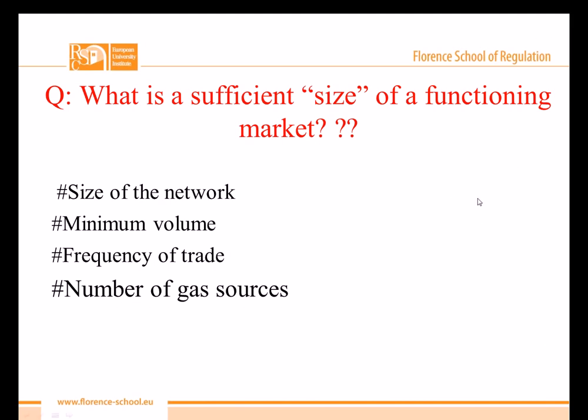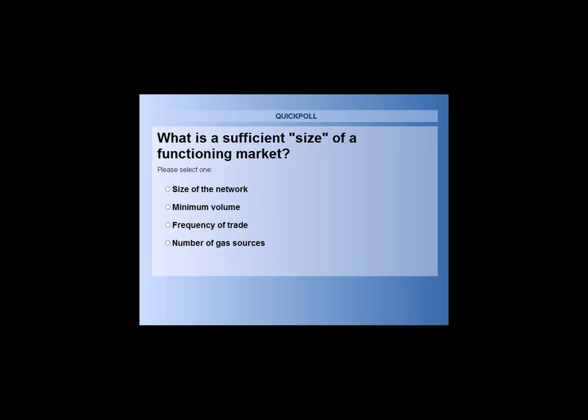By the way, new poll: what is a sufficient size for a functioning market? Does it matter? Is it the size of the network, because gas flows only in pipes or similar tankers? Is it a minimum volume? If we trade less gas, the market won't function. Is it the frequency of trade? If we trade gas only once every 15 years, it will work less than every 10 minutes. Is it a number of gas sources? If I have only Russian gas, my market won't function. If I have more, it could work. Take your decision.